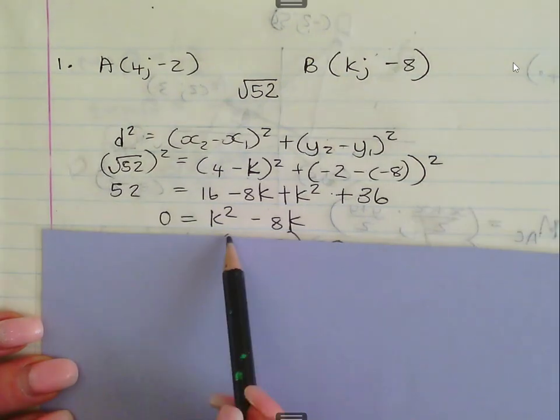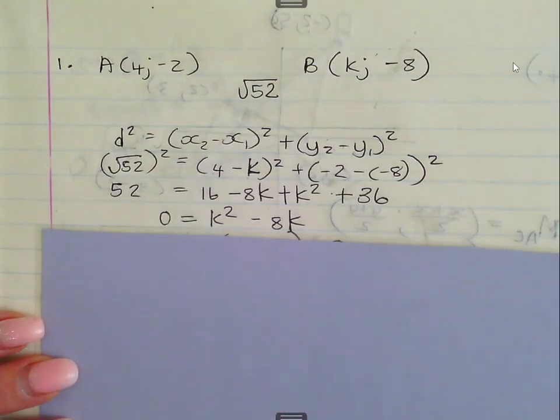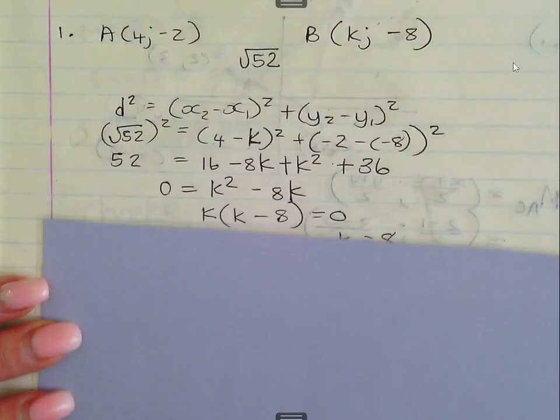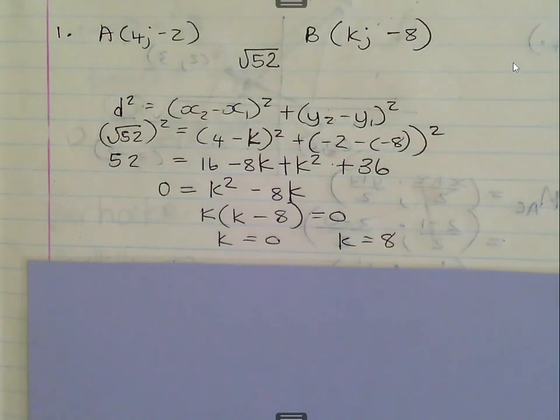Okay, do you remember how to factorize this? You just take out something in common. Then you've got k bracket k minus 8, and your two answers will be 0 or 8. Did you get it right? Well done.